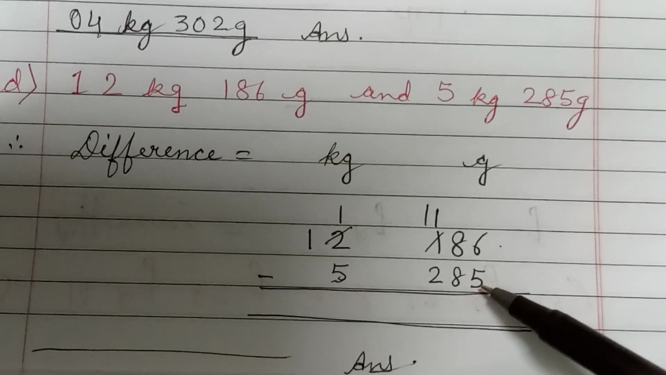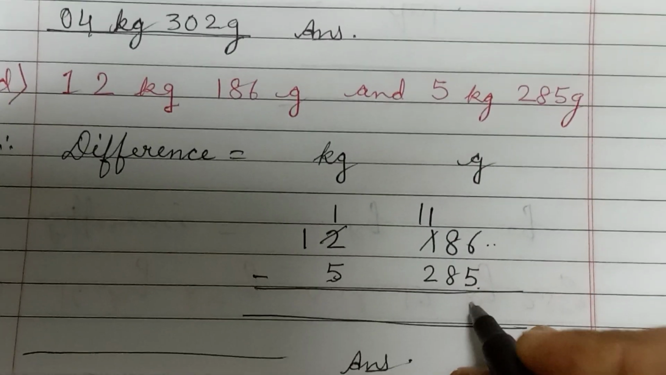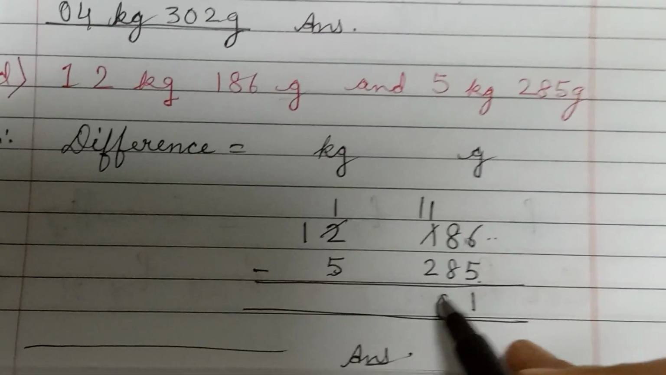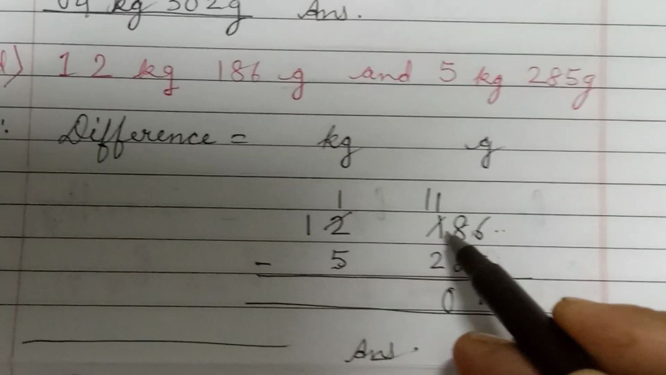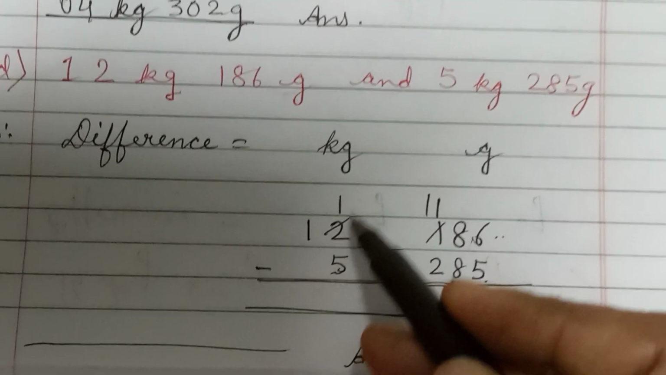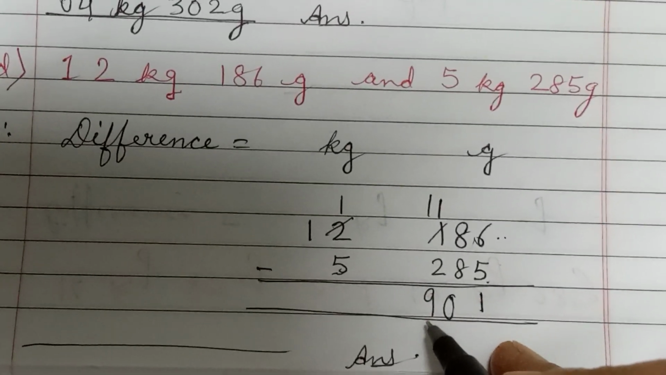Now start subtraction from digit at the ones place. 6 minus 5 is your 1. 8 minus 8 is your 0. Now 1 minus 2 is not possible. So 1 will borrow from this 2. 2 becomes 1. 1 becomes 11. 11 minus 2 is your 9.